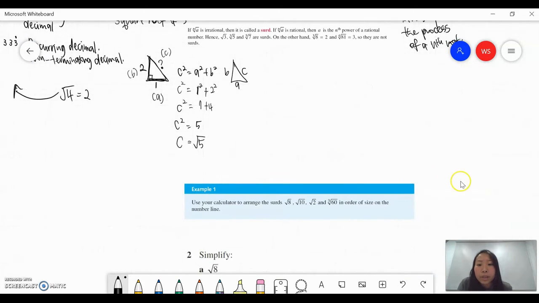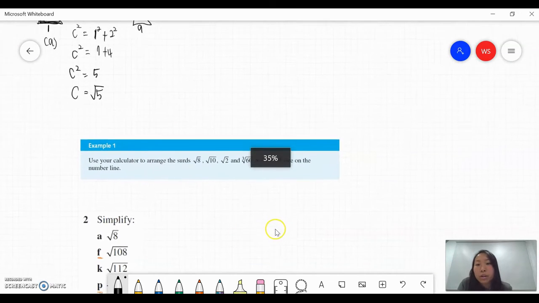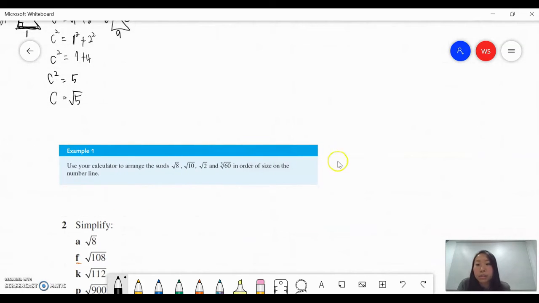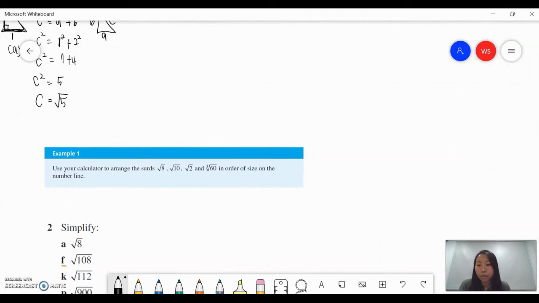In this example, let's have a look at our calculation of different surds and how these all sit on the number line itself. Example 1, which is quite close to question 1 in your exercise 2A: use your calculator to arrange the surds square root of 8, square root of 10, square root of 2, and cube root of 60 in order of size on the number line. Cube, because there is a little 3 here, so this means cube root of 60. First up, we will have to pop into our calculators the different values.